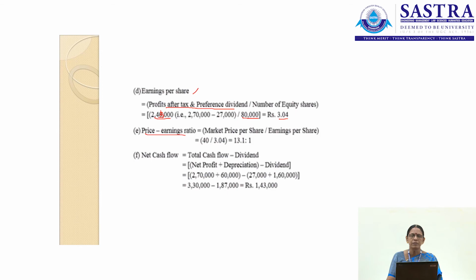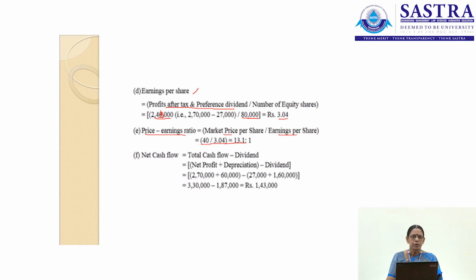Next is price earnings ratio. Market price per share divided by earnings per share. So, 40 divided by 3.04, that will be 13.1:1. So, if your earning is 1 rupee, your market price is 13.1 rupees. That is, for every 1 rupee of earnings, the market is willing to pay 13 rupees.